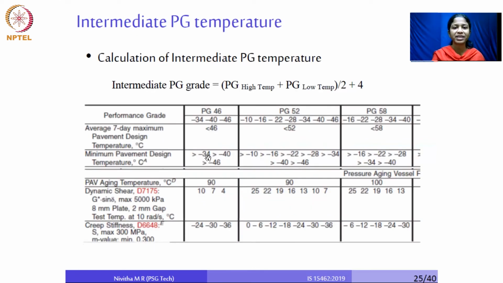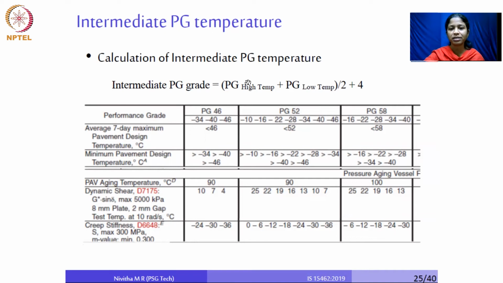The next aspect is the calculation of intermediate pavement temperature. You know that we are calculating the G star times sine delta value to capture the energy dissipation in the material, right? So the energy dissipation corresponds with the fatigue cracking. Fatigue cracking occurs when you repeatedly load the material in a specific temperature range. Now let's look at how this intermediate temperature is calculated.